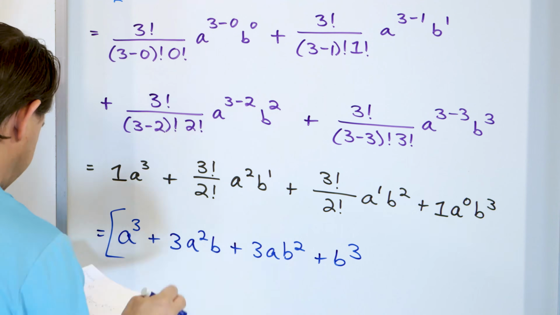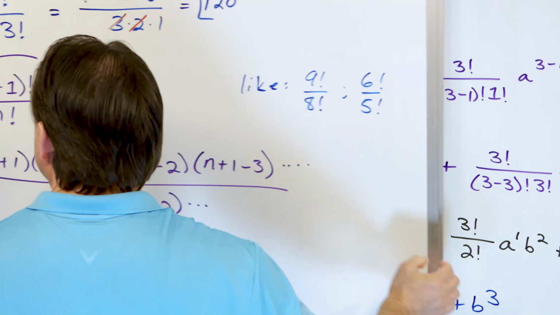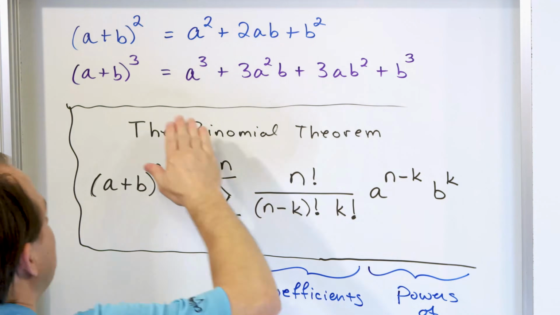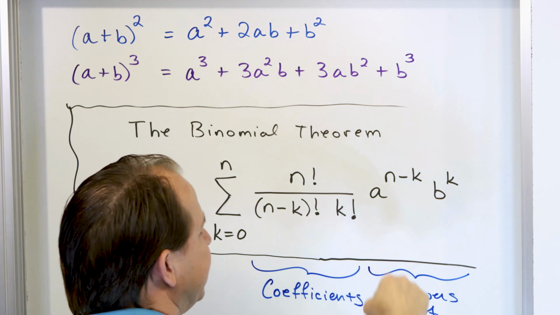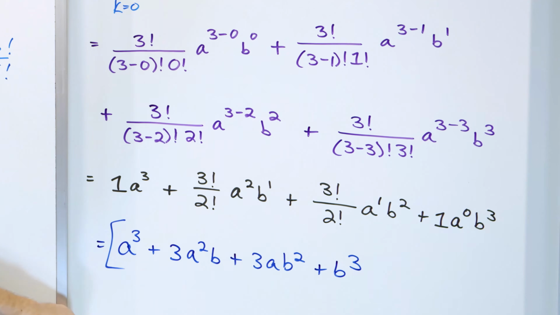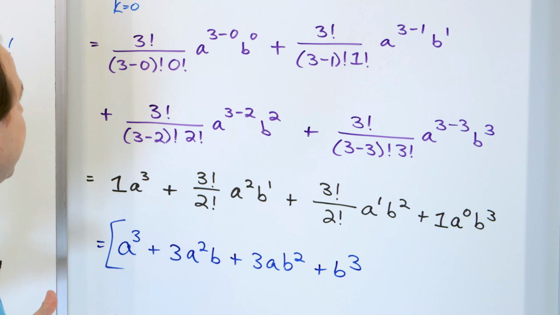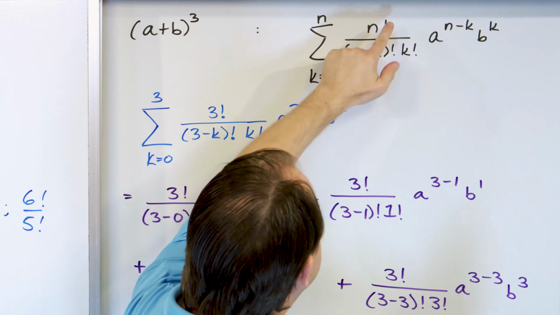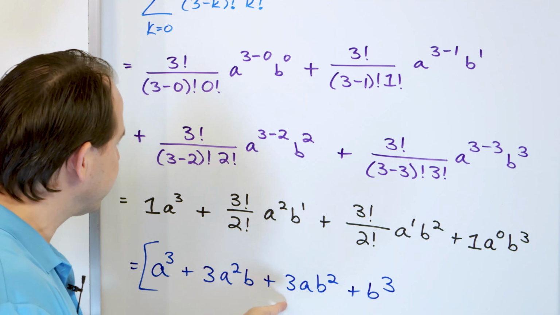So let's check ourselves. A cubed plus 3a squared b plus 3ab squared plus b cubed, which is exactly what we got when we wrote it down. If you were to multiply these out and cross-multiply all the terms, you get exactly the same thing. So now that you have actually done a couple of problems, I'm hoping you can see what the binomial theorem is doing. The very first part here is just calculating these coefficients. The 1, the 3, the 1.